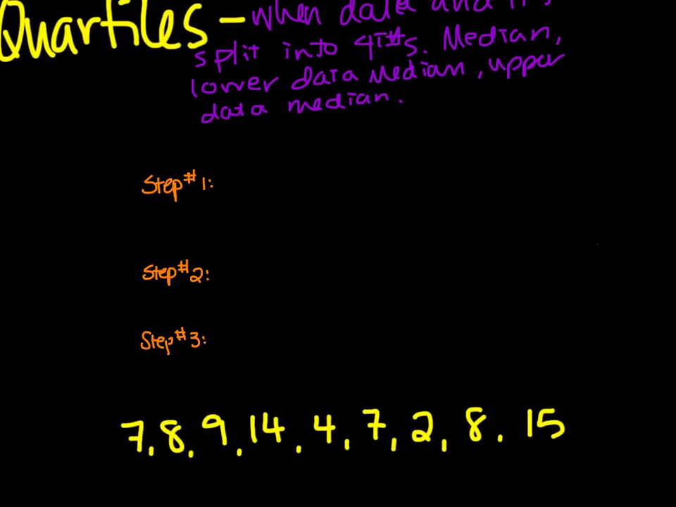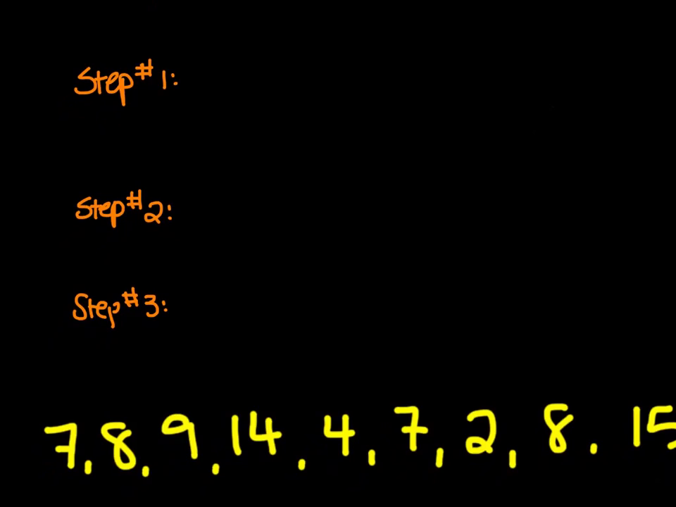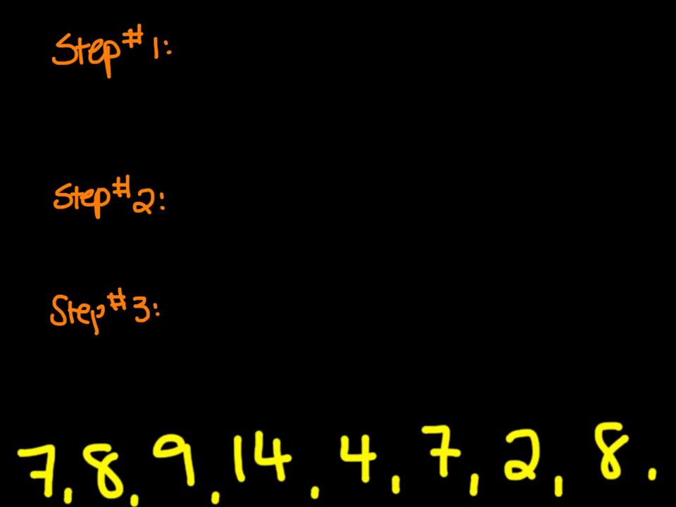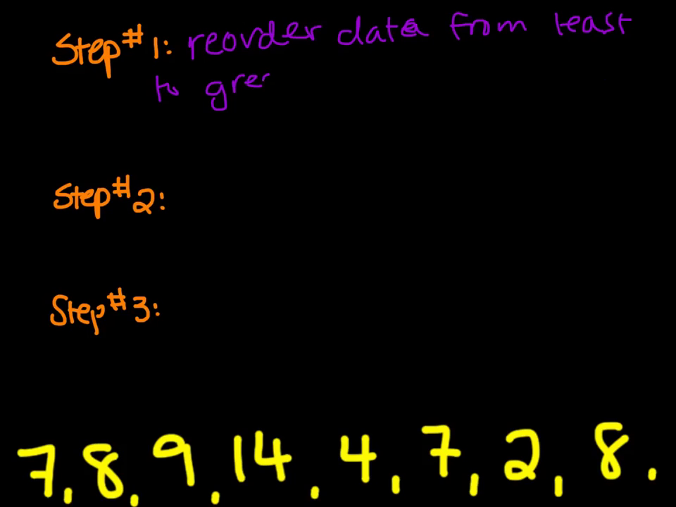So let's find a couple of steps. We're going to define some steps of how to create a box-and-whisker plot before we actually try working with some data. So the first step of any box-and-whisker plot, and in all reality, most data that you need to work with, you need to do this. You need to reorder the data from least to greatest. First step, reorder the data from least to greatest.